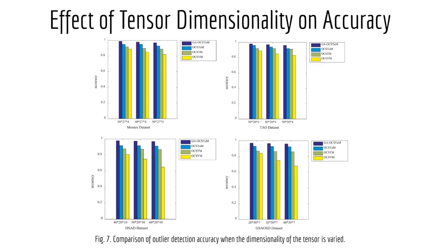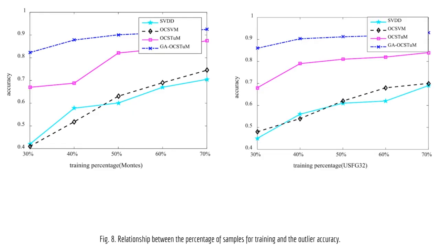Next, they have studied the effect of the number of features on the overall accuracy. And they found that as the number of features increased, the accuracy has dropped. But again, genetic algorithm-based one-class support Tucker machines performed best. Finally, they have studied the effect of the train-test split fraction. As you add more data to the training, the higher the accuracy you get.